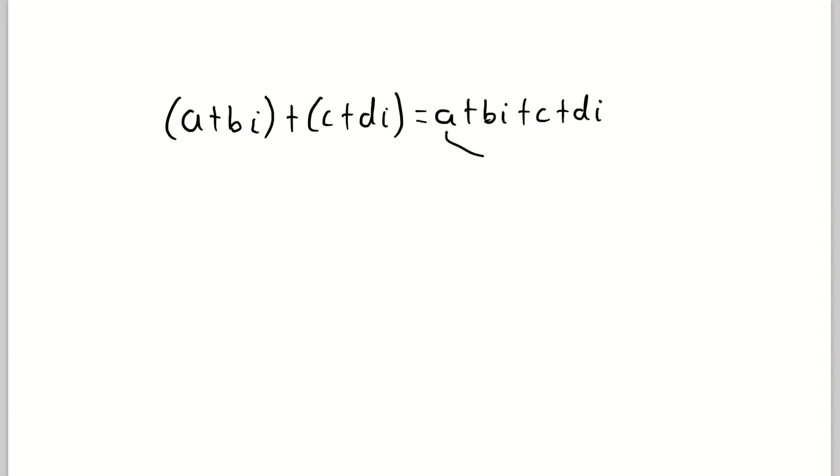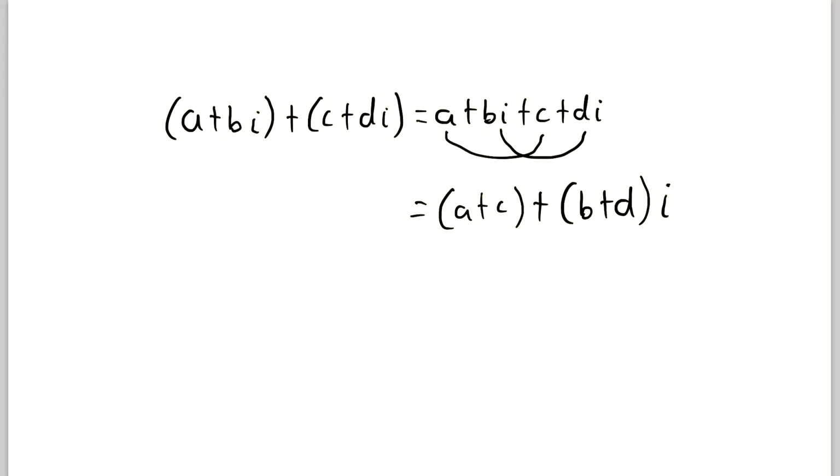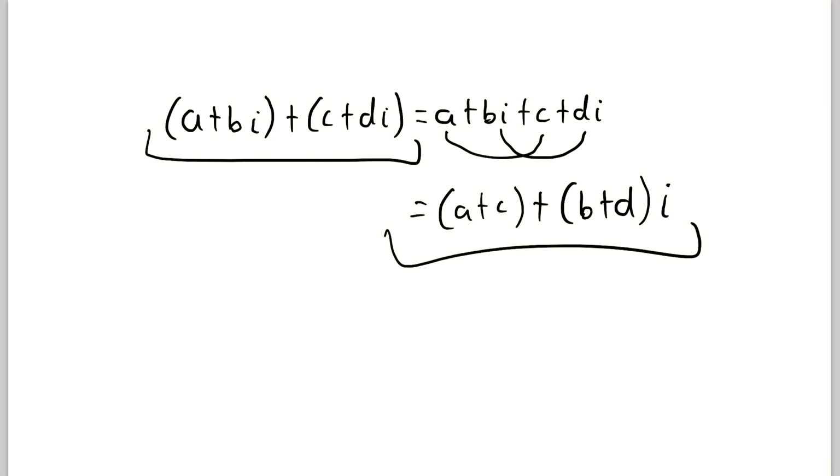So you add a to c because they're both real numbers, and then you add bi to di because they're both imaginary numbers. So what we end up with is a plus c, this is the sum of the real number parts of the two complex numbers we're adding, and then we have plus the sum of the imaginary numbers in the complex numbers that we're adding. So this is b plus d, and they're both getting multiplied by i. And this is, in general, the sum of these two arbitrary complex numbers.